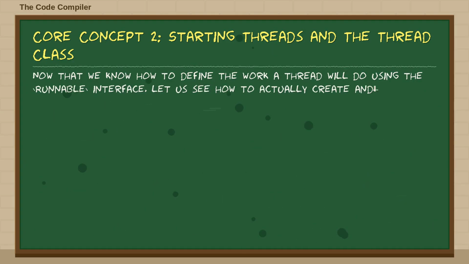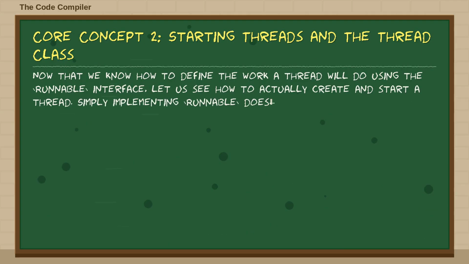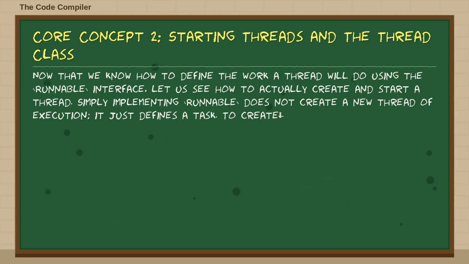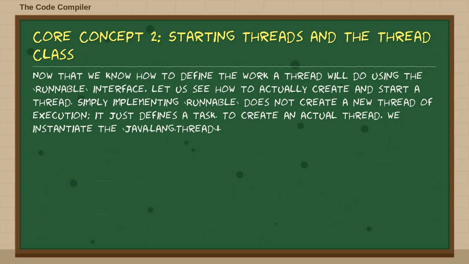Simply implementing Runnable does not create a new thread of execution, it just defines a task. To create an actual thread, we instantiate the java.lang.Thread class, passing our Runnable object to its constructor. Once you have a Thread object, you call its start method. This start method is crucial. It tells the Java Virtual Machine to create a new system thread and execute the run method of your Runnable object in that new thread.